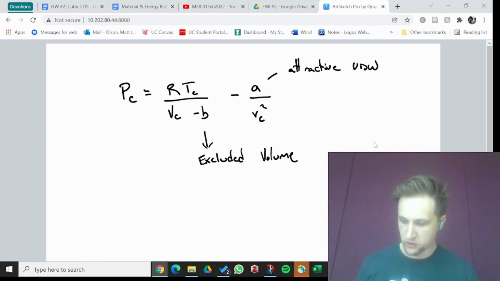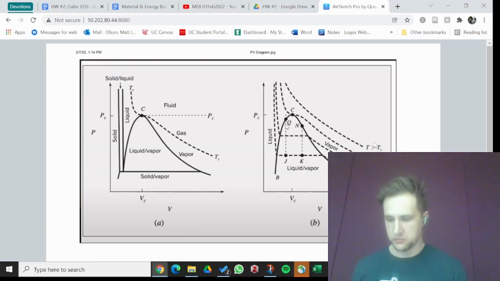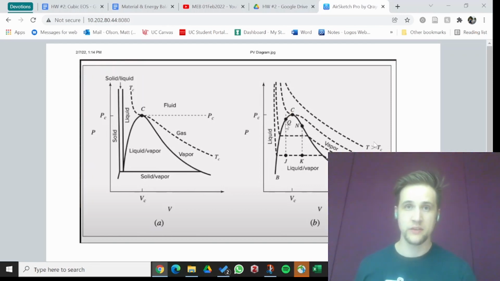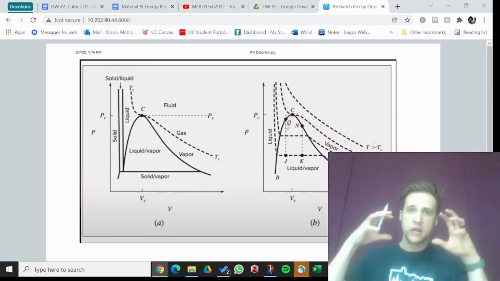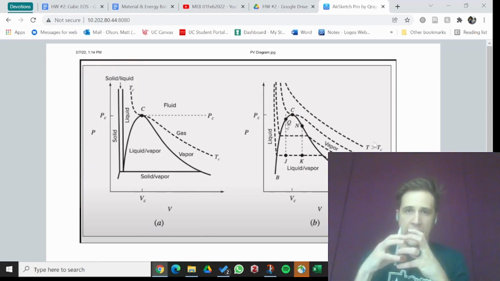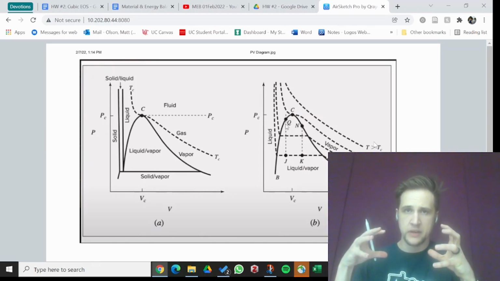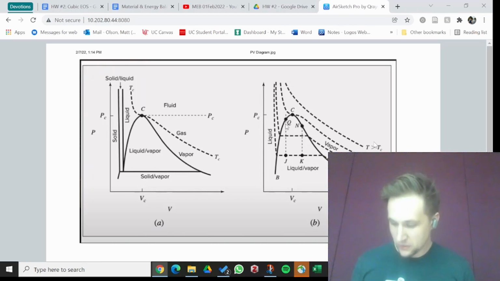So let's go back to our pressure and our volume diagram. What is fascinating here at the critical point is that it's at the max peak. The first derivative of this equation is 0. There's no rate of change. The liquid and the vapor have become indistinguishable. They become conjoined. They become one and the same, so to speak. And so the first derivative here is 0.